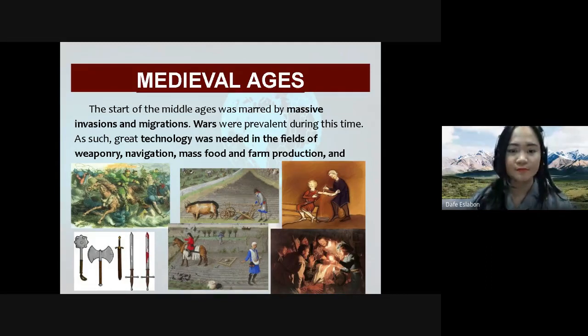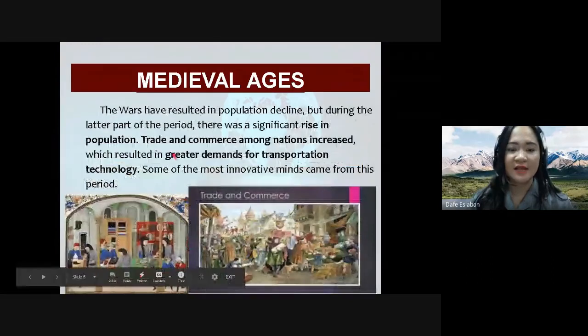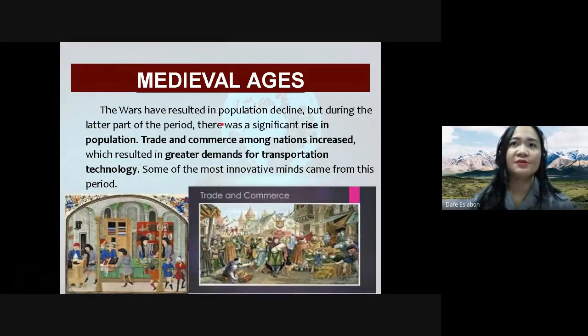To continue, the wars resulted in population decline. It means that because of wars, the population became lesser. But during the later part of the period, there was a significant rise in the population. Trade and commerce among nations increased, which resulted in greater demands for transportation and technology.